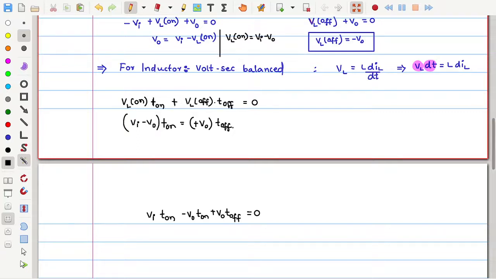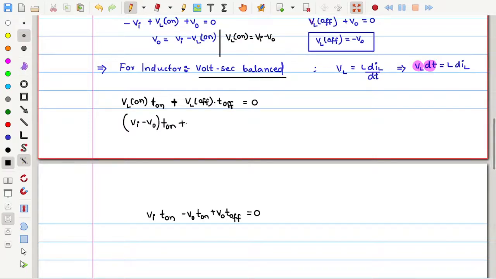Minus, then this should be plus. Volt second during the on state plus volt second during the off state together is equal to 0. Now it satisfies. Check it. So volt second during the on time and volt second during the off time must sum to 0. That is what the volt second balance is.